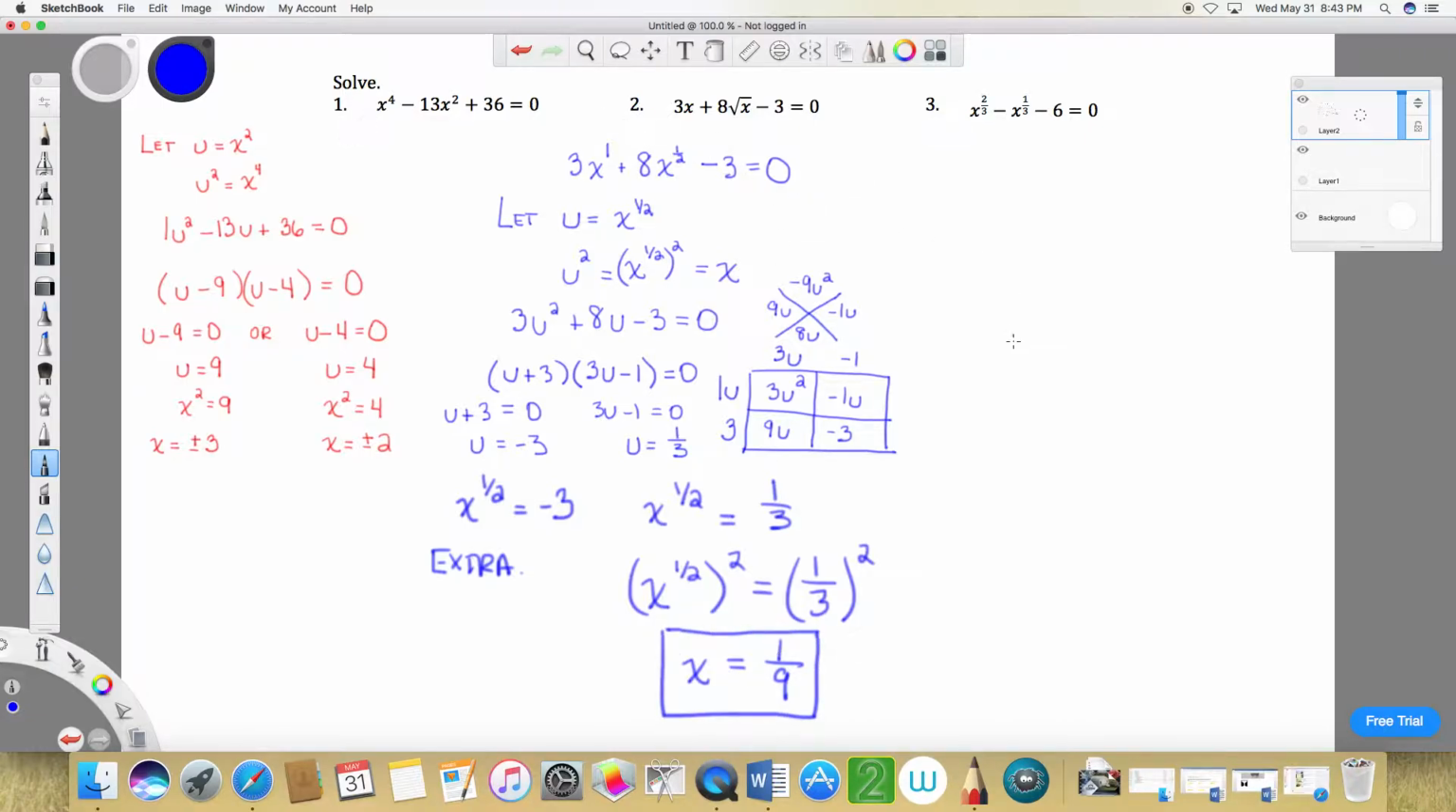All right. Now, I think I'll have enough room over here that I won't have to shrink that up. Let's change colors.